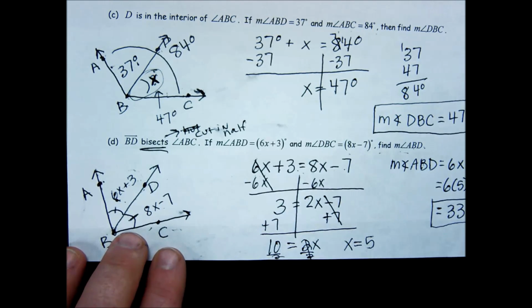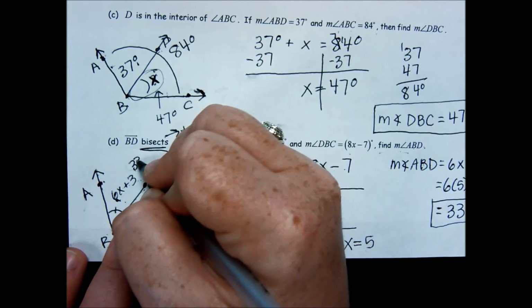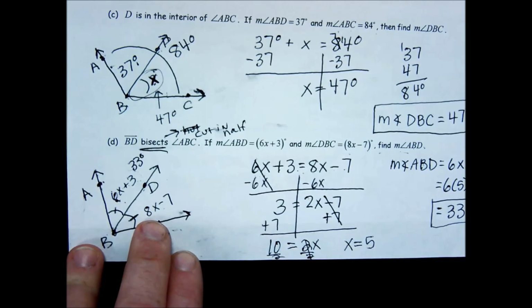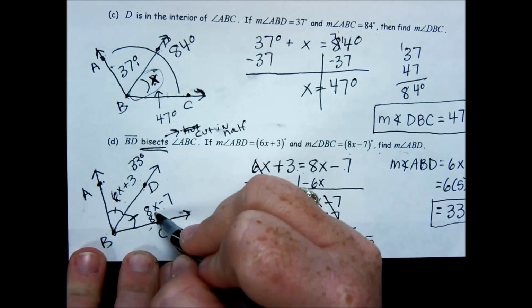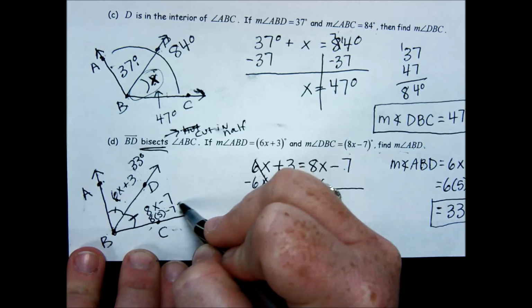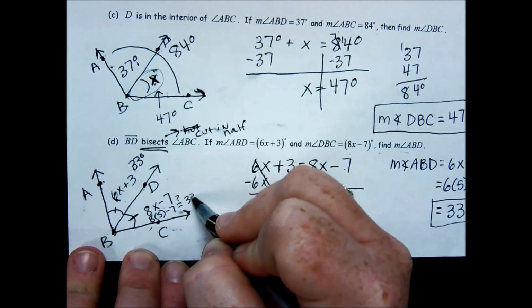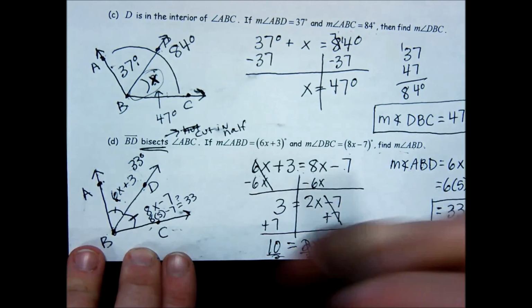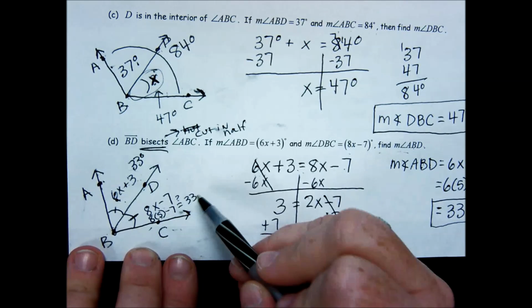But I also want to check that. This is 33 degrees. Well, what about this side? Is it 33 degrees? Is 8 times 5 minus 7 equal to 33? Well, yeah, it is. 8 times 5 is 40, minus 7 is 33.